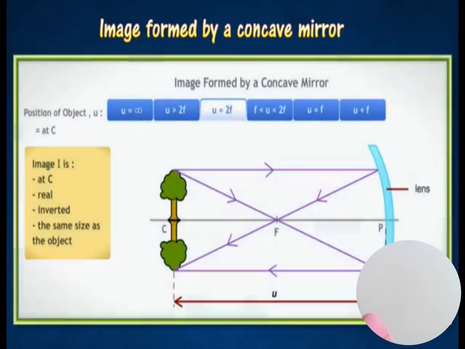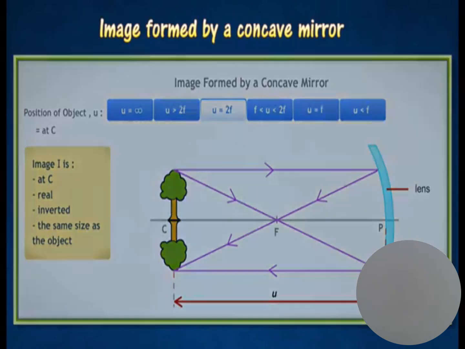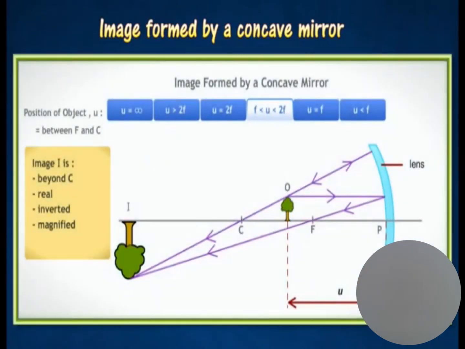When the object is placed at C, the image will appear at C as inverted. The image is the same size as the object. This situation is usually used as a light reflector in a projector. When the object is placed in between C and F, the image will appear beyond C. The image formed is real, inverted and magnified.